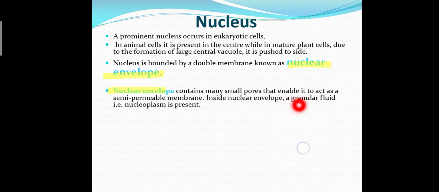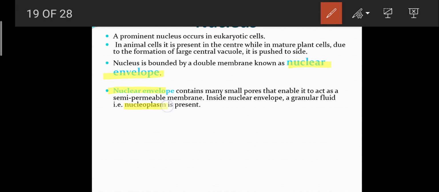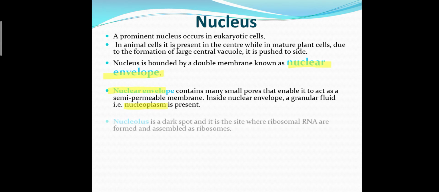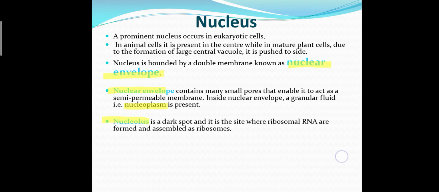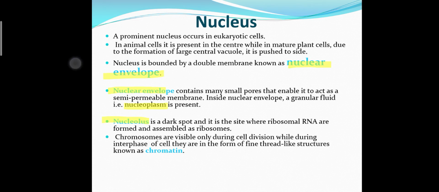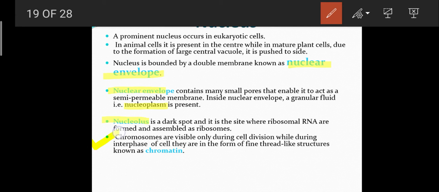Inside the nuclear envelope, a granular fluid known as nucleoplasm is present. What is the nucleolus? It is a dark spot and it is the site where ribosomal RNA is formed and assembled as ribosomes. Chromosomes are visible only during cell division, while during interphase they are in the form of fine thread-like structures known as chromatin.